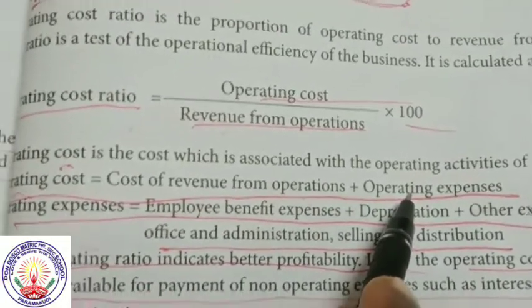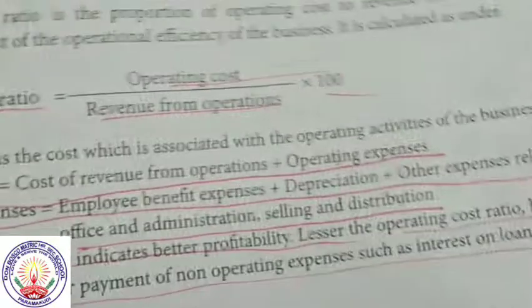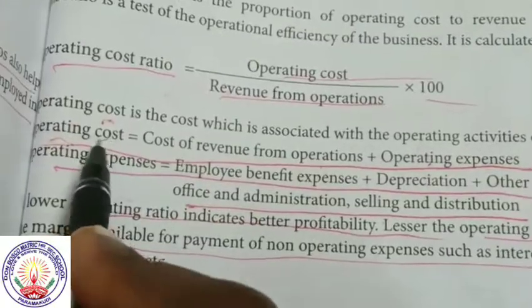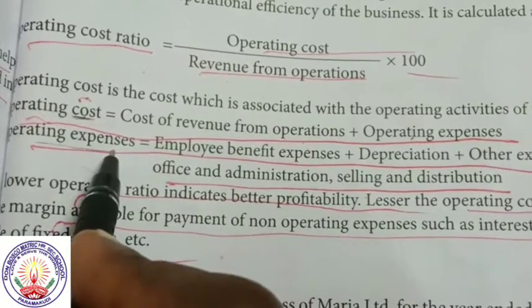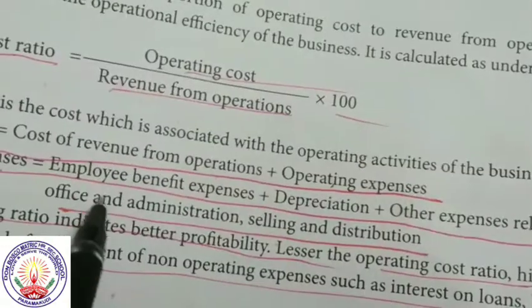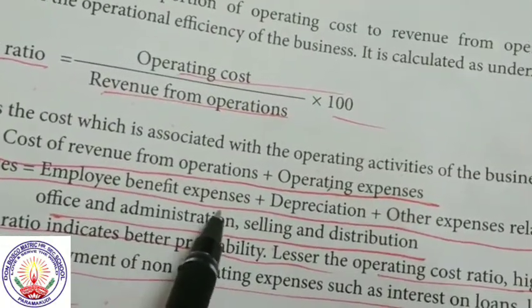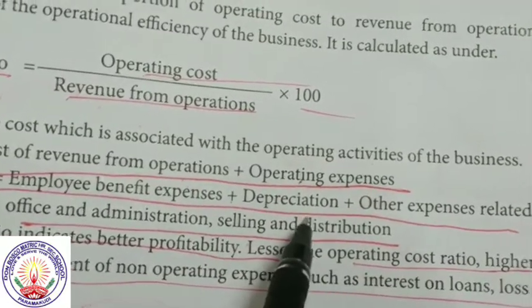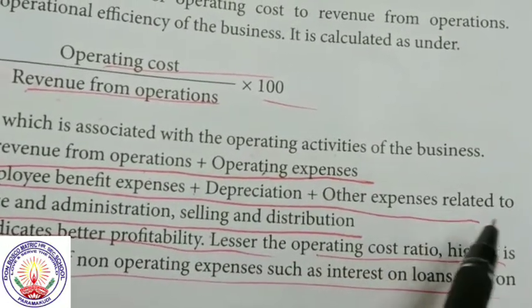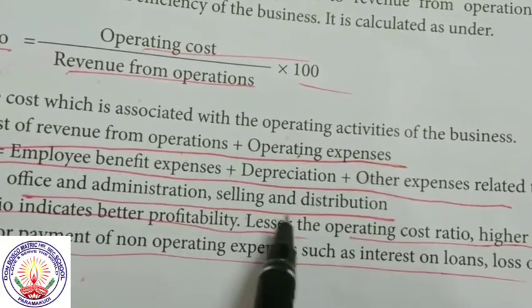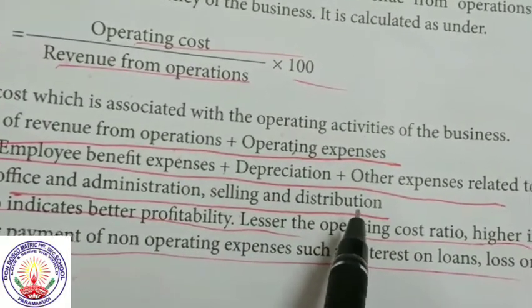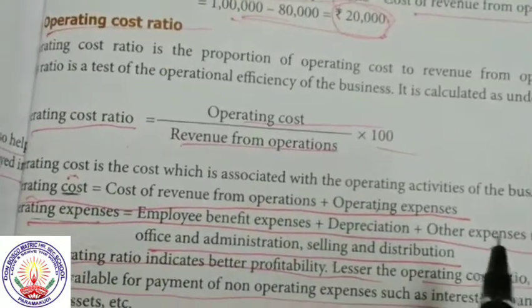Operating means manufacturing expense, and then it is called operating cost. Cost means expense. Operating expense is sometimes directly given. What formula? Employee benefit expense plus depreciation plus other expense related to office and administrative, minus selling and distribution. This is for the operating cost ratio.